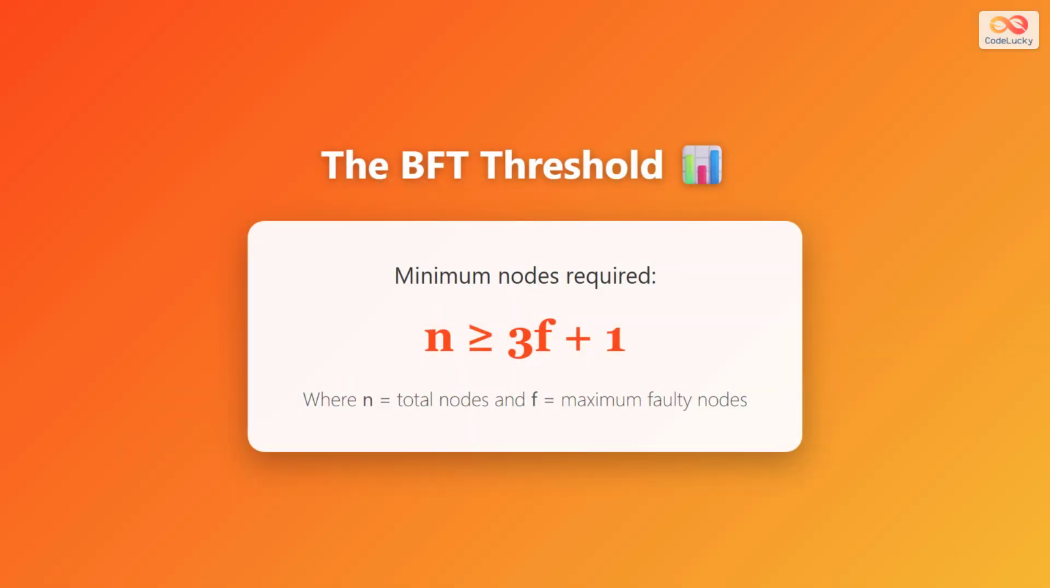There's a mathematical foundation to Byzantine fault tolerance. To tolerate faulty nodes, a system needs a minimum number of total nodes. The formula is n ≥ 3f + 1, where n represents the total number of nodes in the system, and f represents the maximum number of faulty nodes the system can tolerate. This means you need at least 3 times the number of faulty nodes, plus 1 additional node, to achieve consensus. This ratio ensures that honest nodes always form a supermajority.